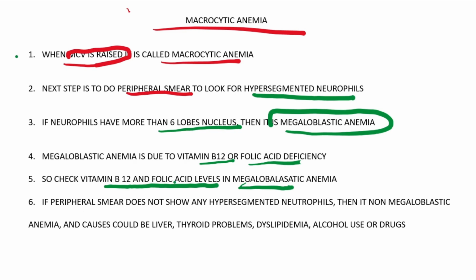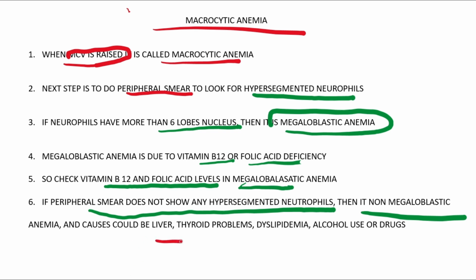On the other hand, if the peripheral smear shows that there are no hypersegmented neutrophils, then it is called non-megaloblastic anemia, and the causes could be multiple. So what could be the multiple causes for it? It can be a liver problem, thyroid problem, dyslipidemia, alcohol use, or drugs.